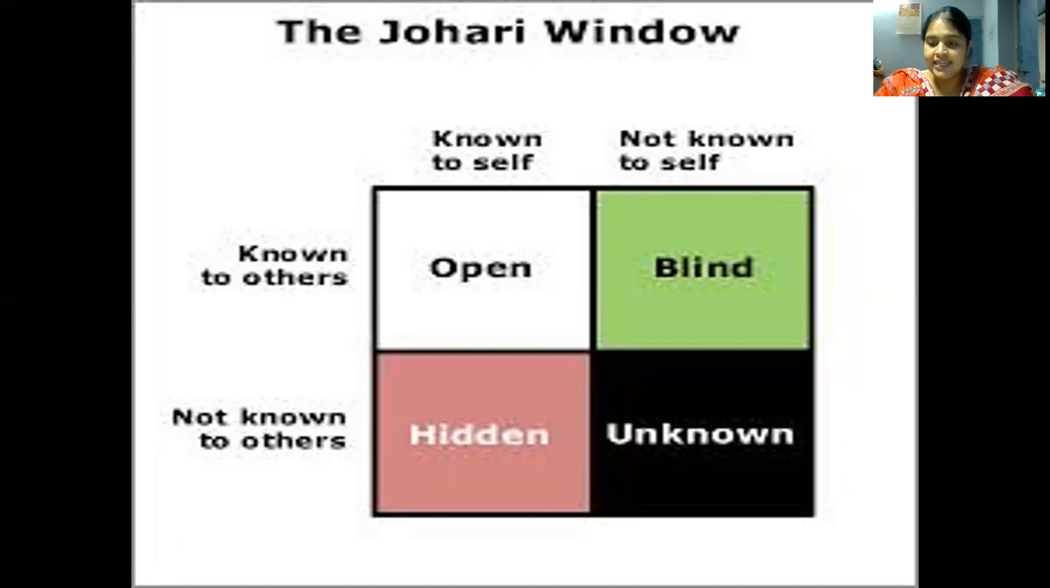Hidden area is the information that you hide from others, but it is known to oneself. Unknown or blind spot: unknown to self, but known to others.